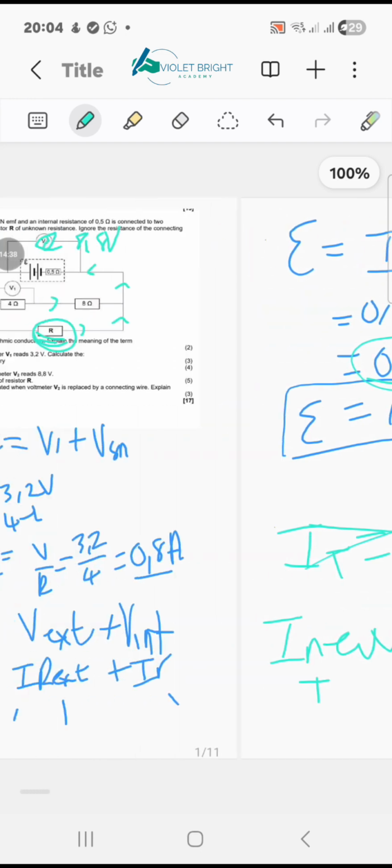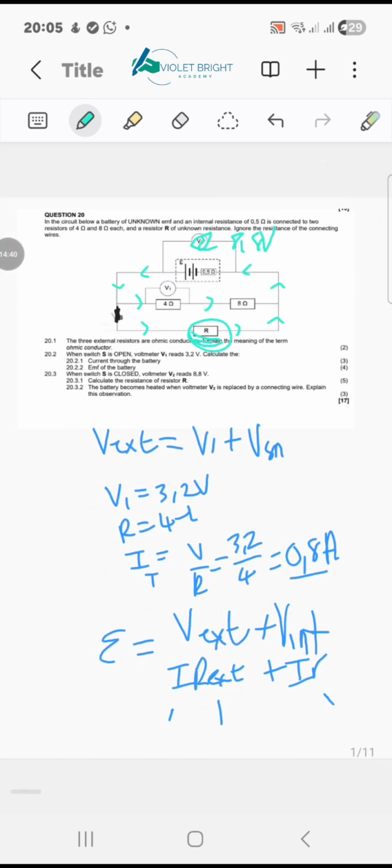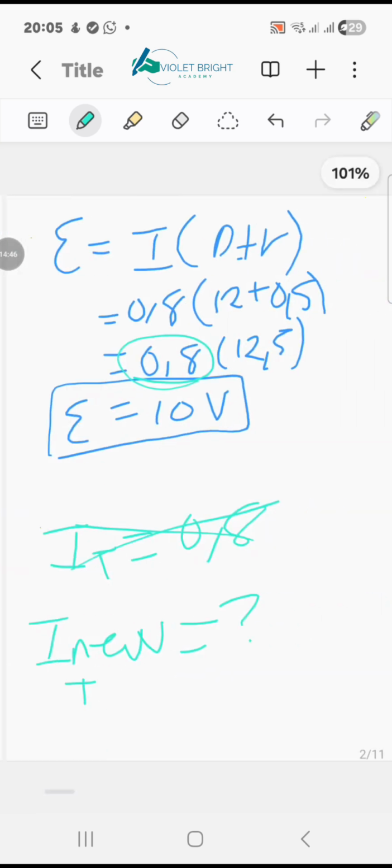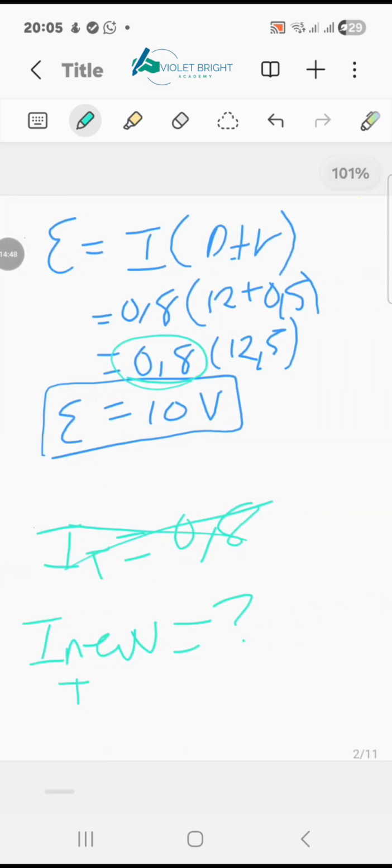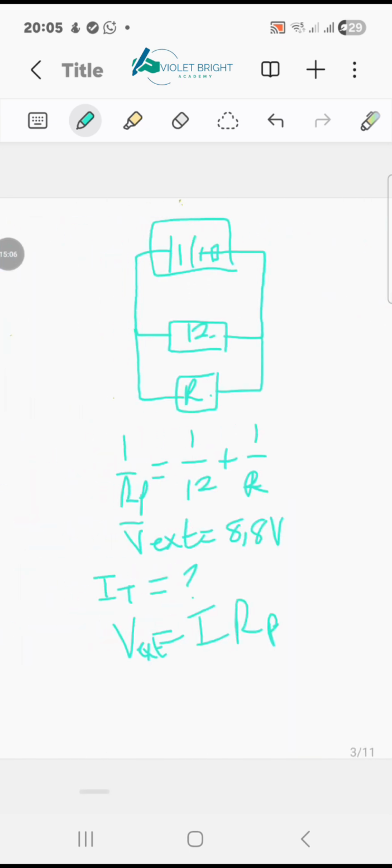So let's go back here and see. Now they're telling us V2 is 8.8. So what do we need to do first? They just added a resistance. The battery is still the same battery. So the battery EMF is 10. V external is how much?